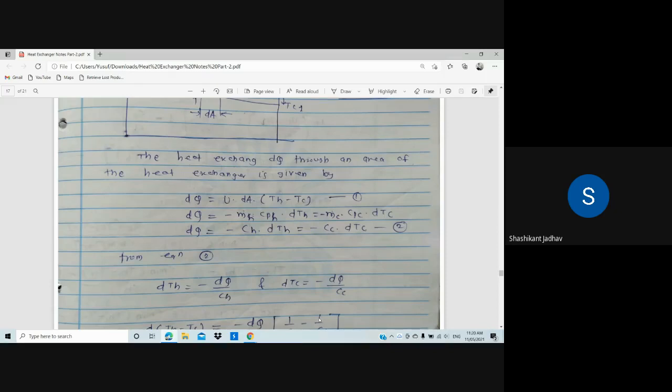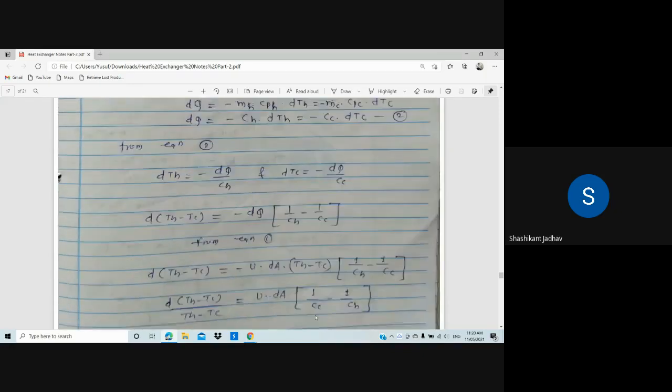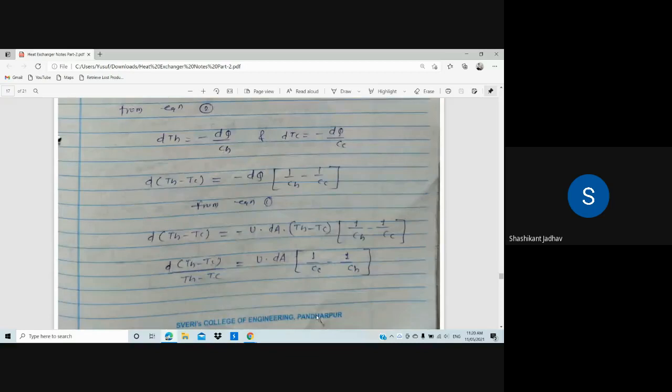Now from equation number 2, we have to write down the equation for dTh and dTc. So what is the equation for dTh? dTh is nothing but minus dq divided by Ch, and dTc is equal to minus dq divided by Cc. Okay, all of you write down dTh is equal to minus dq upon Ch, and dTc is equal to minus dq upon Cc. Then we have to take the subtraction of dTh and dTc. Then we get d into bracket Th minus Tc is equal to minus dq into bracket 1 upon Ch minus 1 upon Cc.